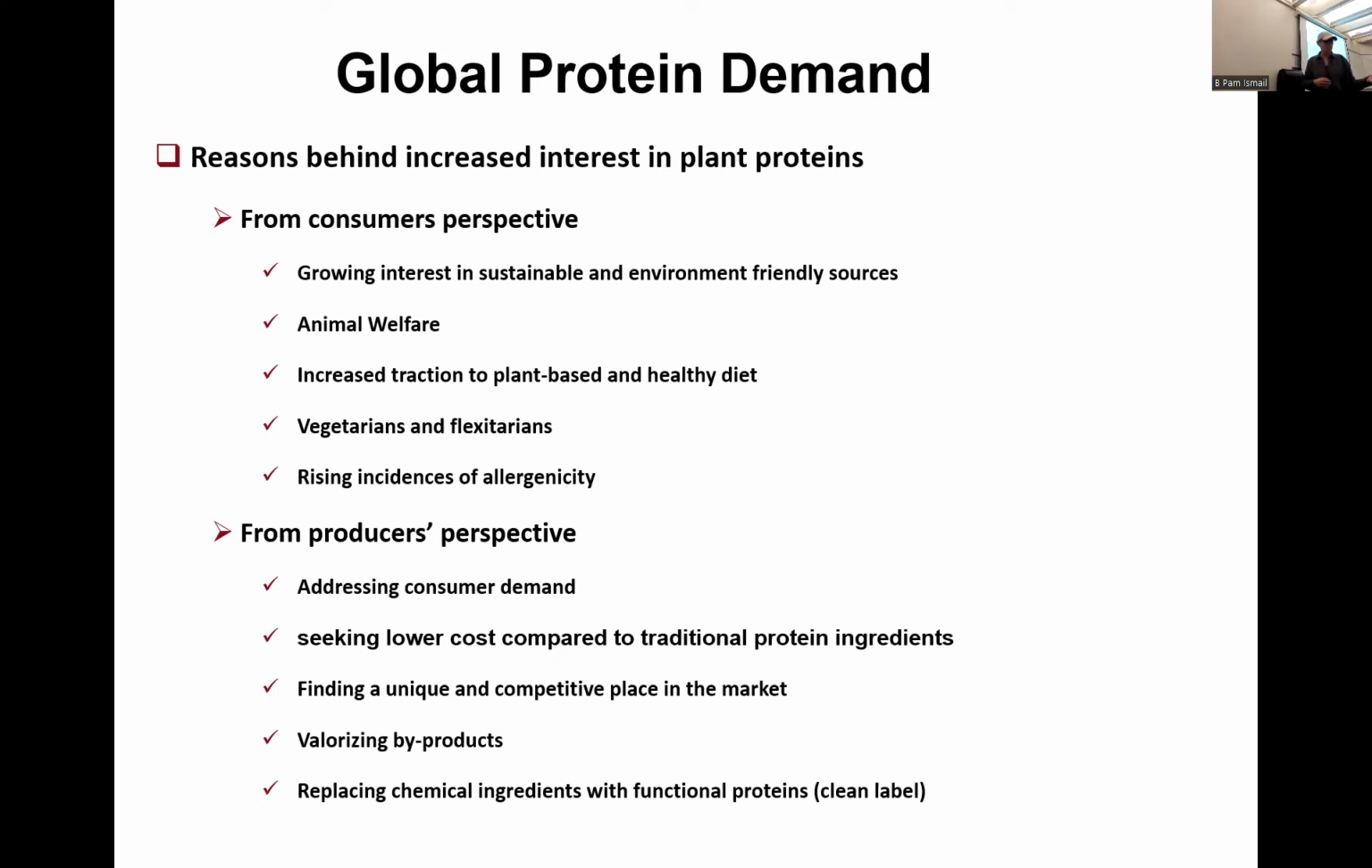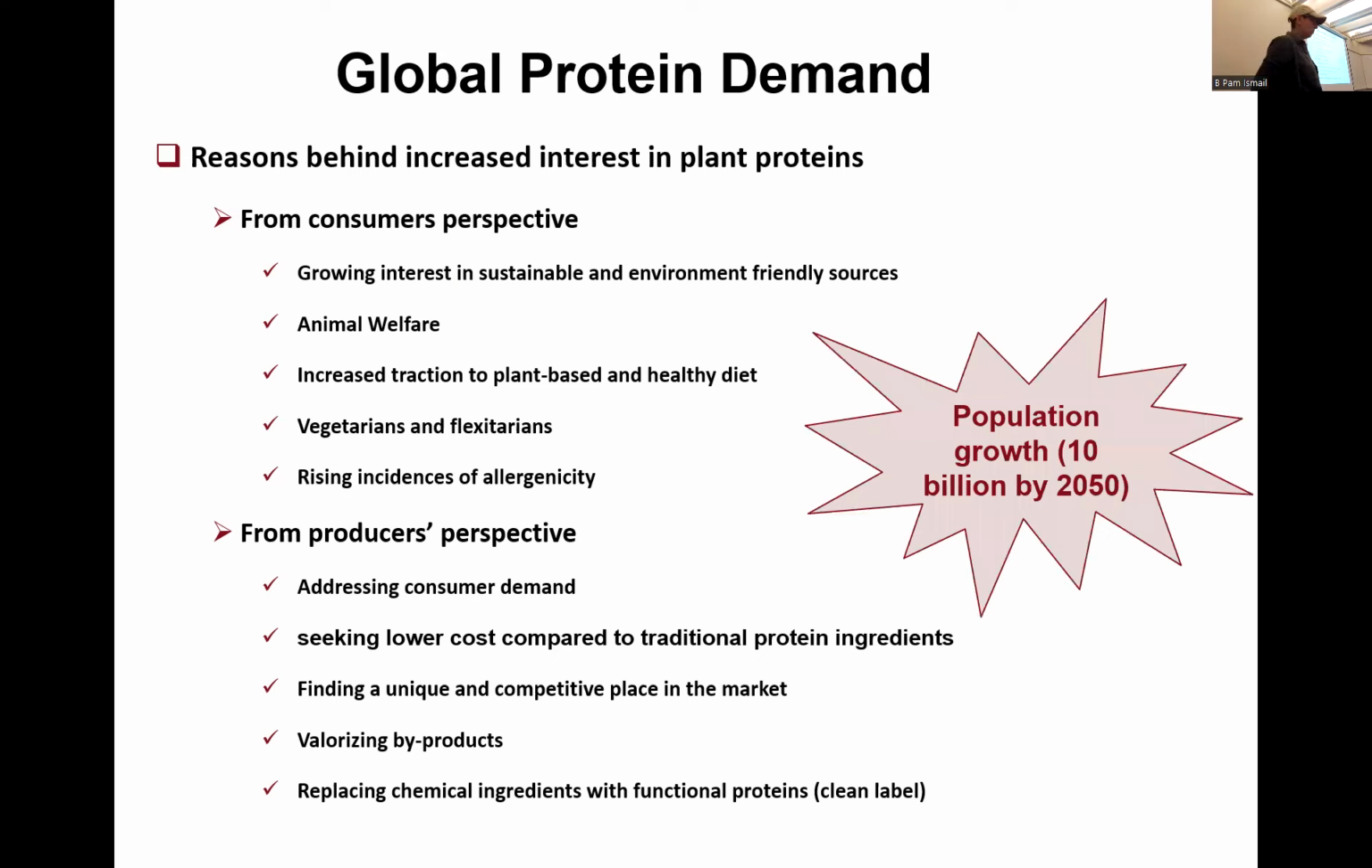So they are producing sunflower oil. What do we do with the sunflower cake that is generated from oil production? And also the clean label. So we want to use protein to replace chemicals. So there are a lot of drivers from consumers and from producers, and also the growing population. So basically, we want more protein in general.